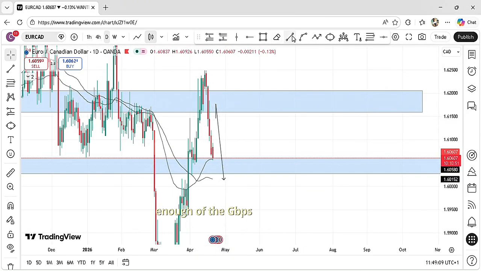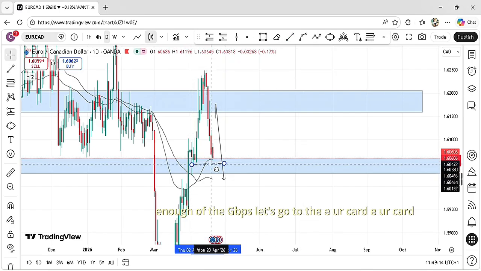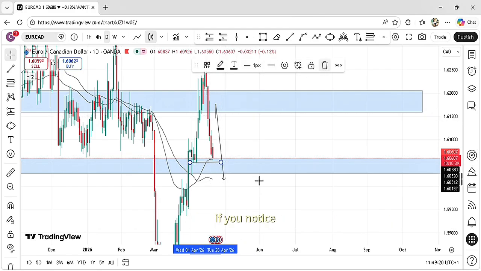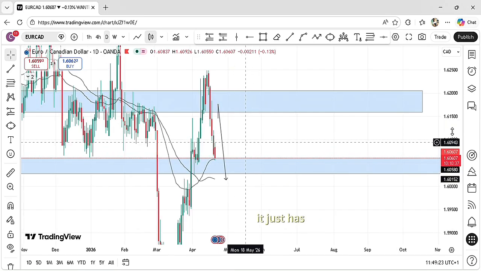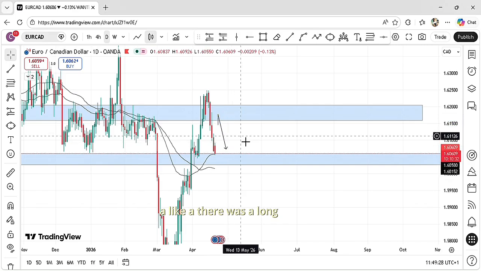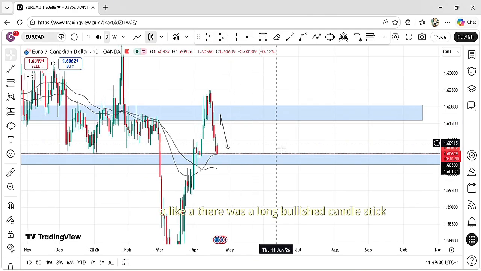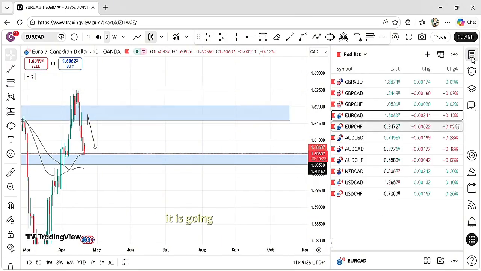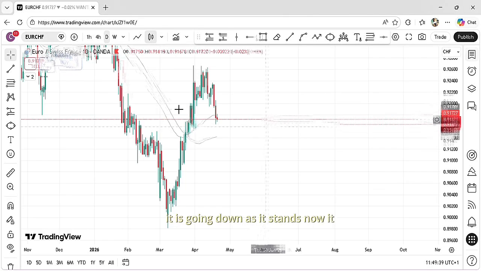Enough of the GBPs. Let's go to the EUR CAD. This one too was going down. If you notice, it is going down. There was a long bullish candlestick, but as it stands now, it is going down.